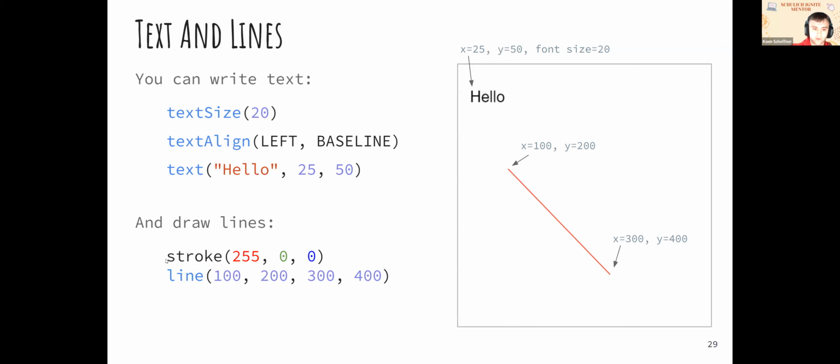Okay. You can also draw lines. So using stroke, you guys can also define the color of that line. And then the line takes in 4 arguments. This is the X and Y of the first point, as you guys can see here, and then the X and Y of the second point, and it'll connect those 2 points via a line.